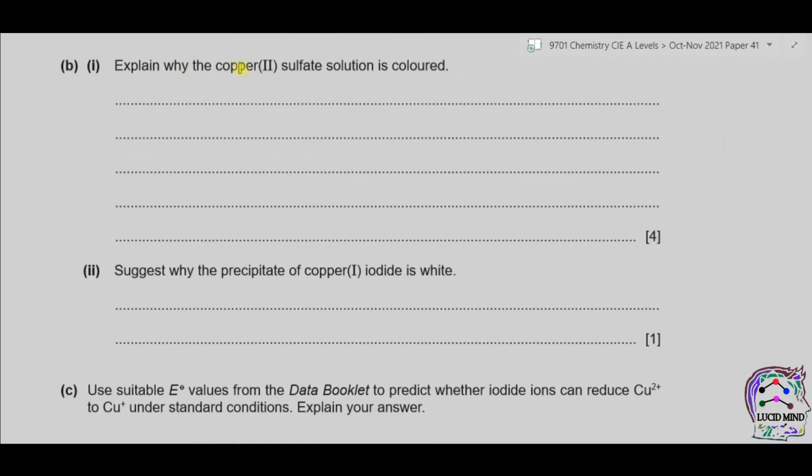B. Part 1. Explain why copper 2 sulfate solution is colored. Now color is because of splitting of d orbitals. In copper 2 we have 9 electrons present in d orbital. As d orbitals split up into 2 sets, we have dxy, dyz, dxz, dx square y square, and dz square. As there are 9 electrons, 1, 2, 3, 4, 5, 6, 7, 8, 9.